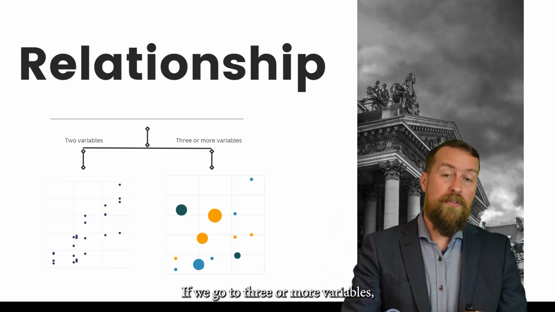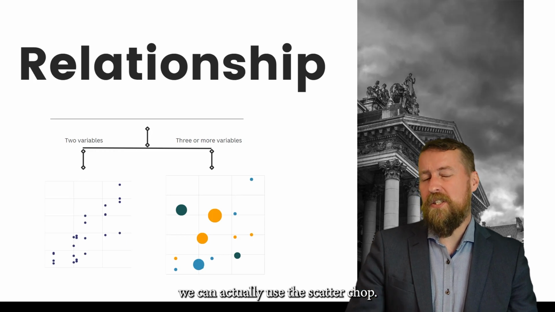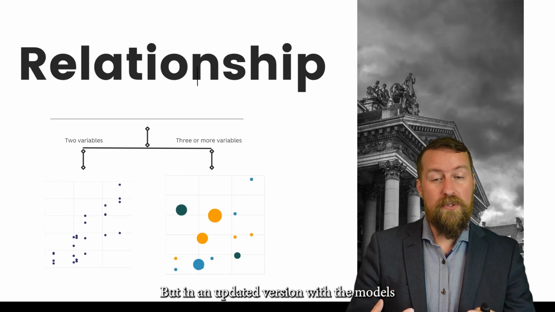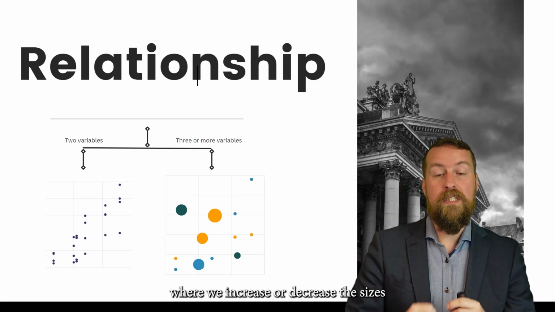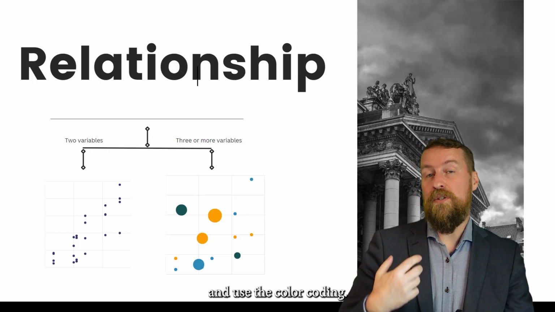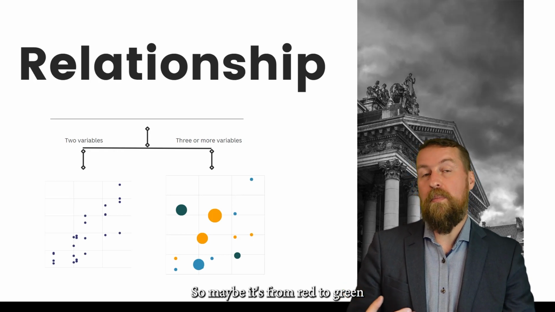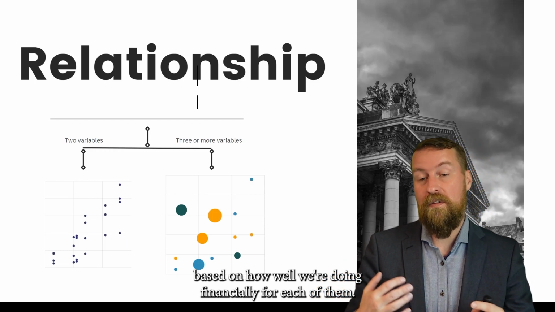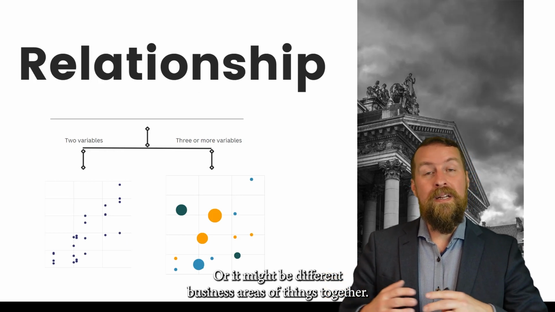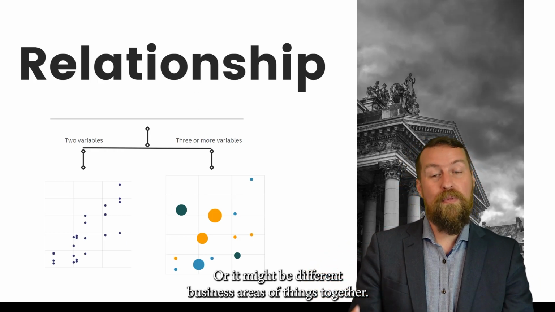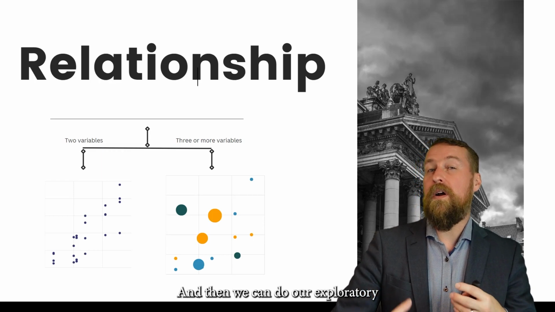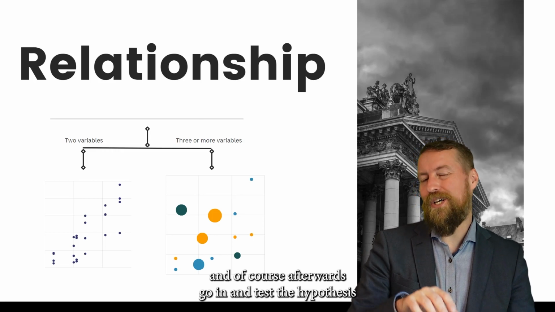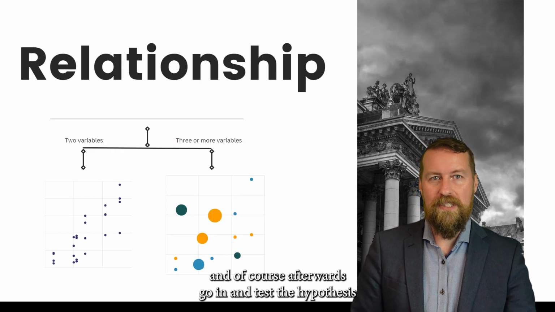If we go to 3 or more variables, we can actually use the scatter chart, but in an updated version with the bubbles, where we increase or decrease the sizes and use the color coding. So maybe it's from red to green based on how well we're doing financially for each of them, or it might be different business areas where we clump things together. And then we can do our explorative analysis on relationships. And of course afterwards go in and test the hypothesis.